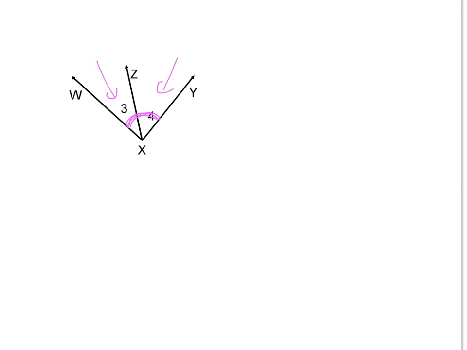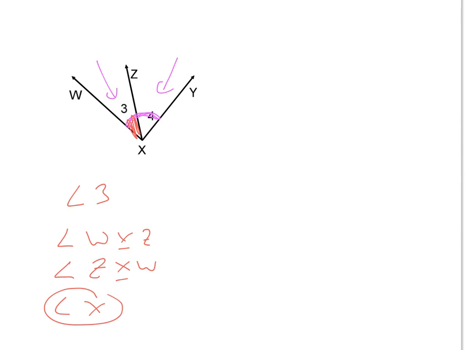So let's just look at the little angle first, this red angle right here. I could call this angle 3. I could call this angle WXZ. I could call this angle ZXW. Notice that my middle point is my vertex, which is X. I could also call this angle X. That would not be wrong, but there are actually 3 angle X's that we see there. So this is not a good answer. And we typically are going to name angles with 3 points.